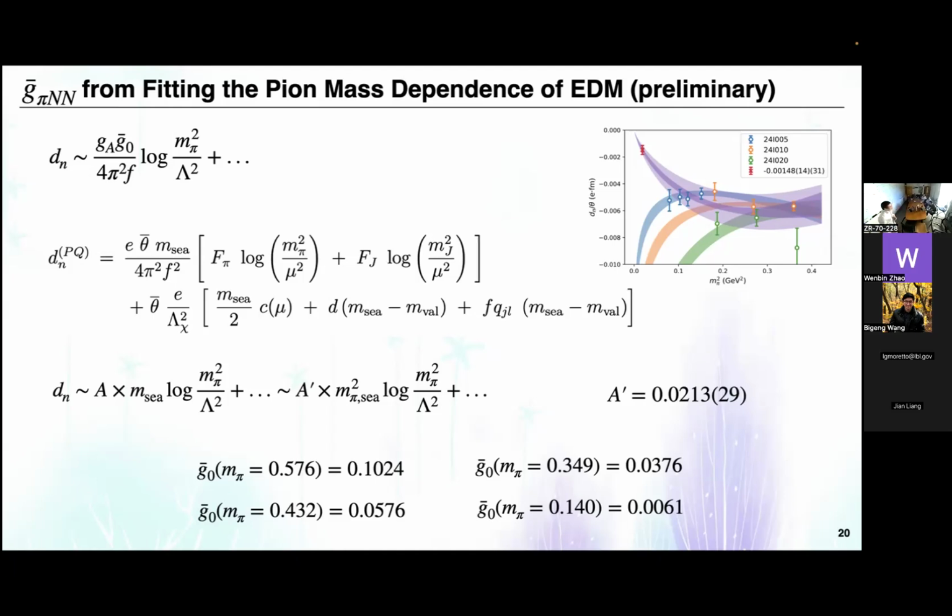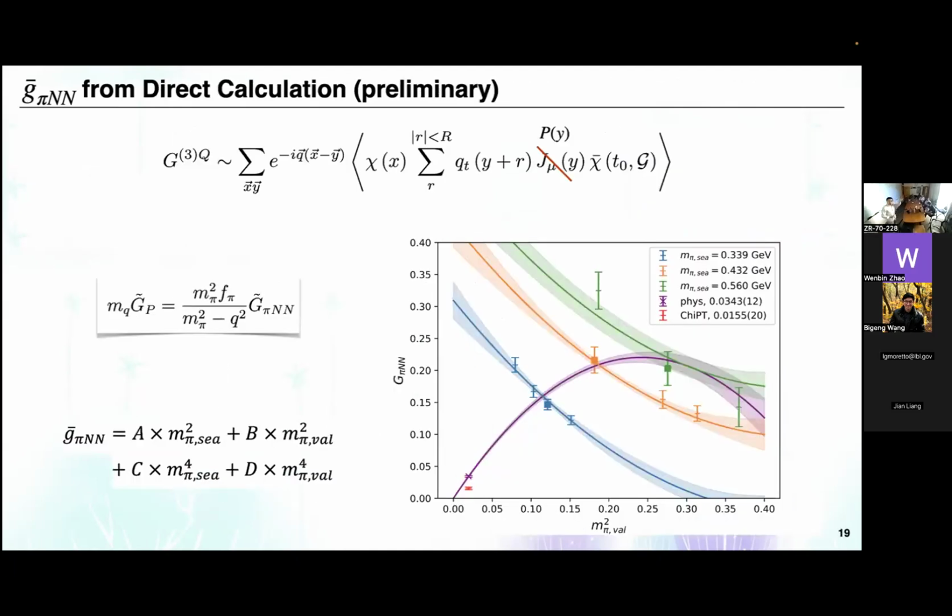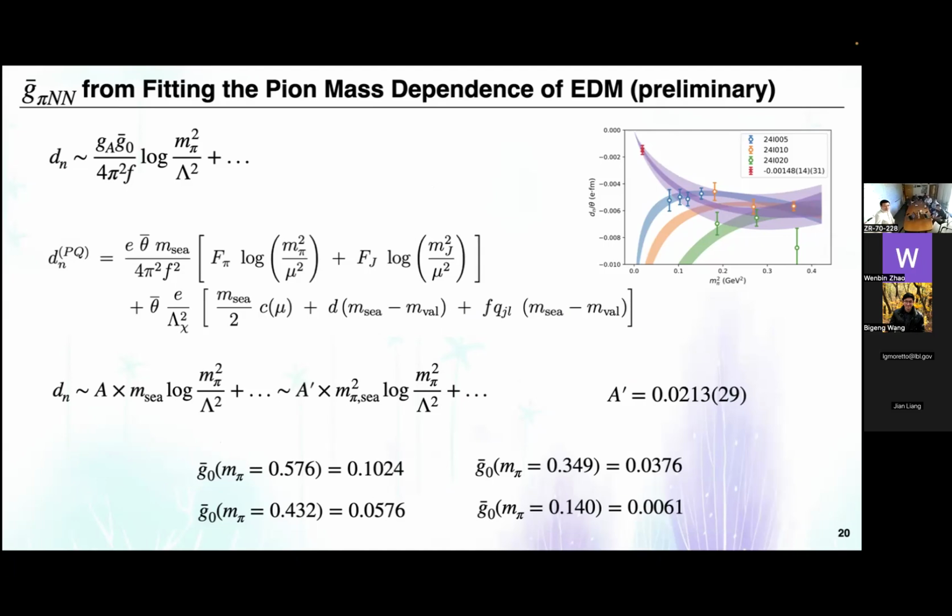For different pion masses, if you just look at the physical point value, it is even smaller than this value, not by very much, but 3 or 4 times smaller than our direct calculation. But if you check the other values at heavier pion masses, they are close to what we get, 0.15 to 0.2. Here it's 0.1, 0.05. So it seems for such a calculation from the pion mass dependence of the EDM, in terms of the pion mass, it decreases much more quickly.